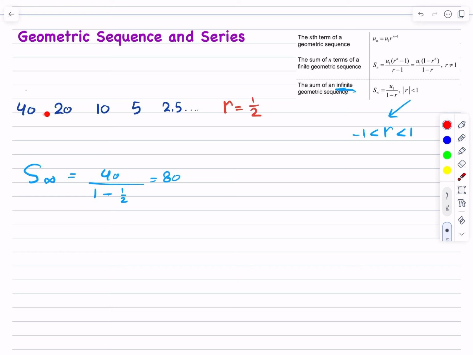As you see here in this sequence, if you continue writing more and more numbers after 2.5, the numbers will get very, very small, so that their sum or their addition will be insignificant. And for these numbers to get very, very small eventually, the common ratio r must be between negative 1 and 1. If the common ratio r is greater than 1, for example, then these numbers will get bigger and bigger, and their sum will be just a very large number or infinity.